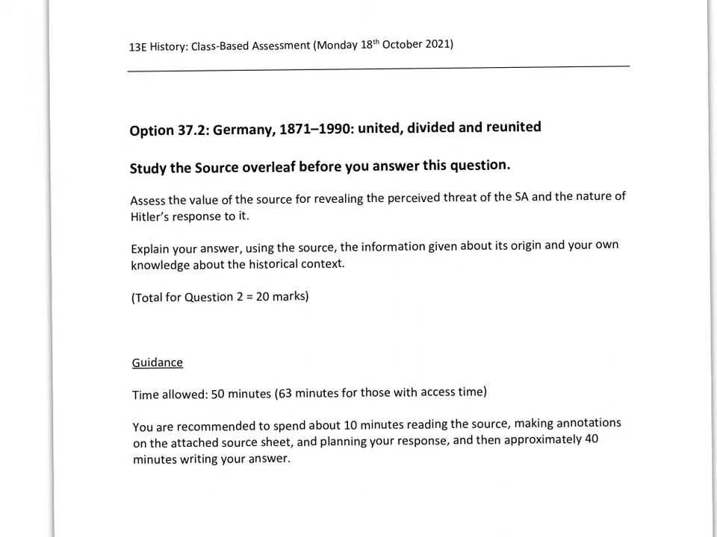Good morning, everybody. What I'm going to do here for the students in my Year 13 history class is take you through my own detailed mark scheme for this particular question that you're looking at here. It's a Section A question. This is the one that you attempted, you wrote in class-based conditions way back in October. Again, my apologies for taking so long to get this feedback to you.